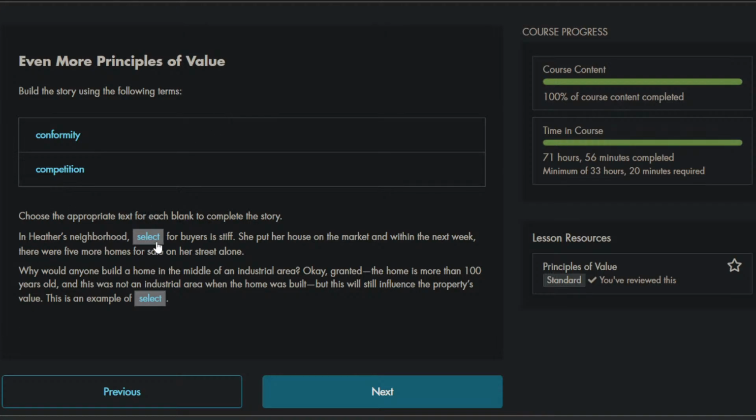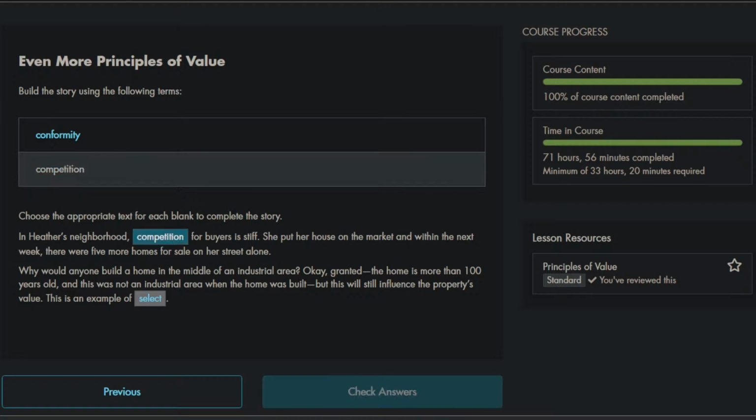In Heather's neighborhood, blank for buyers is stiff. She put her home on the market, and within the next week, there were 5 more homes for sale on her street. So competition for buyers is stiff.